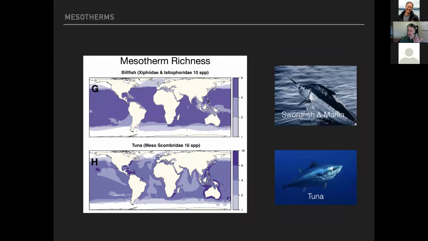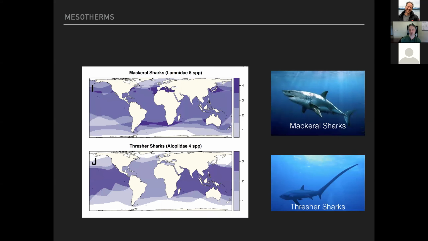But if we move over to mesotherms, these billfish are metabolically heating just parts of their body, like organs, and they both have very oceanic, widely distributed ranges. This is also true of your mackerel sharks. Mako sharks roam the ocean, great whites migrate over the ocean, and thresher sharks heat their core organs. They're also very widely distributed, very different from other sharks, which are very coastal.